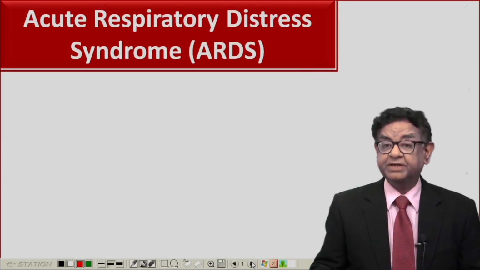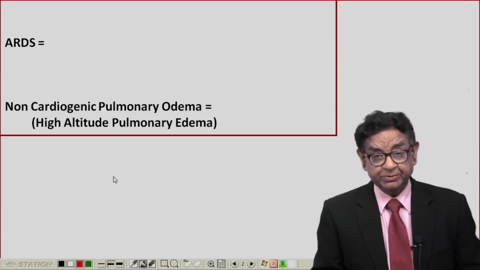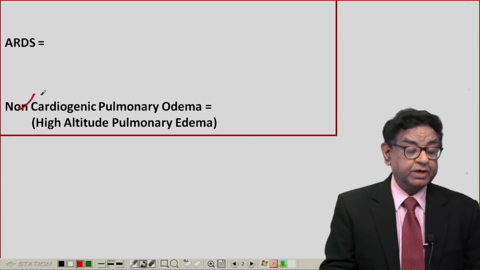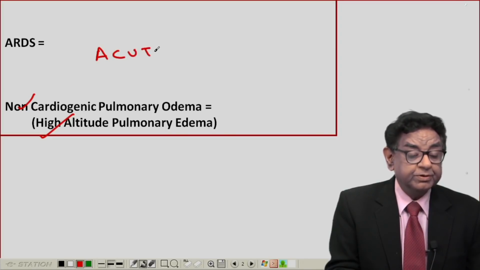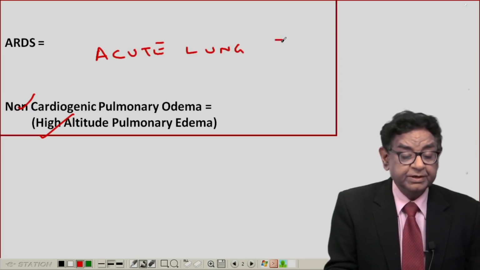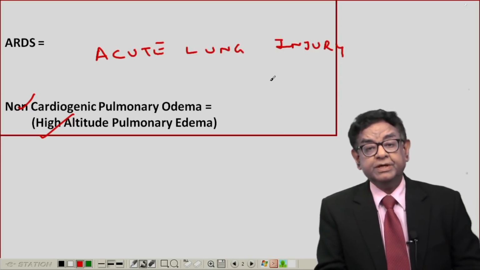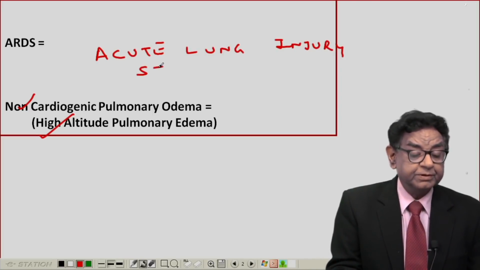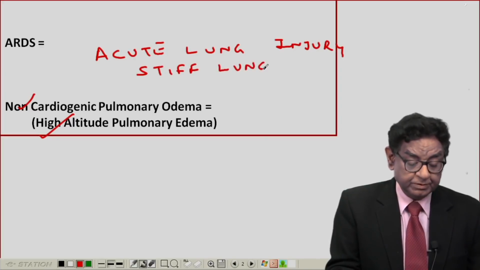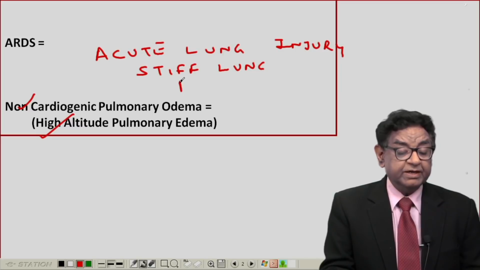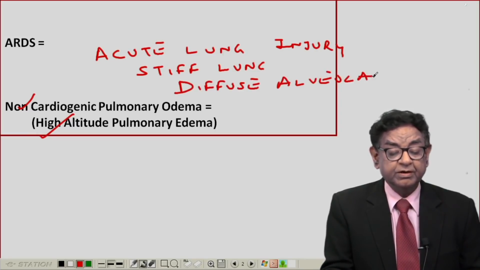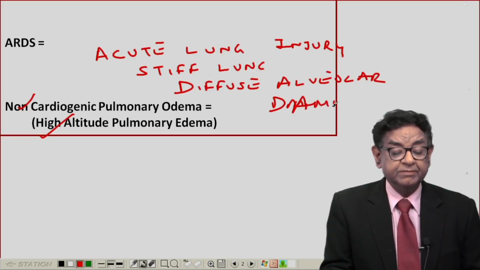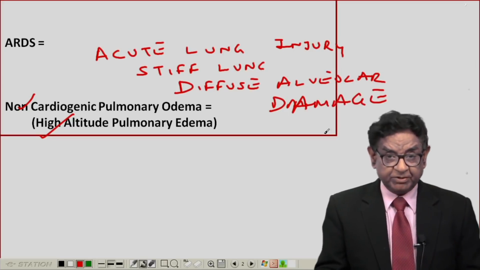ARDS, that is acute respiratory distress syndrome. First of all, I should tell you that it is also known as non-cardiogenic pulmonary edema. It is also known as high altitude pulmonary edema. It's also known as acute lung injury. It is also known as stiff lung. It is also known as diffuse alveolar damage. There are so many names of this particular entity.